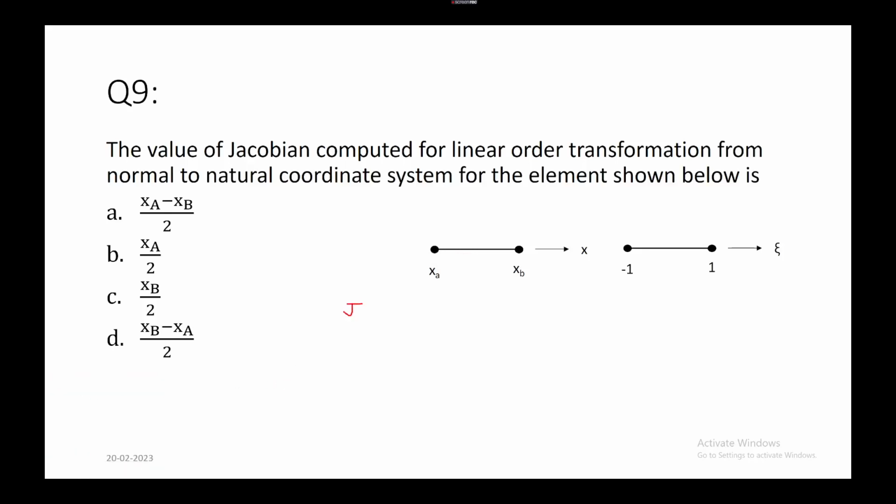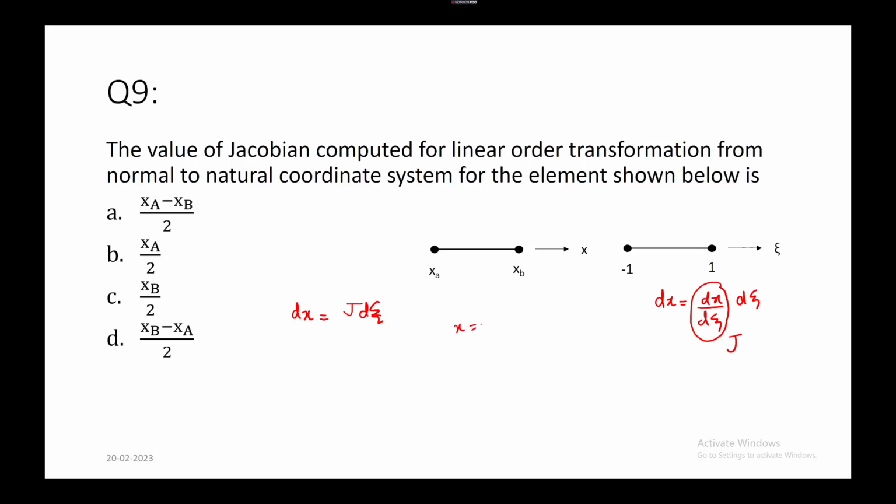So J is called Jacobian. This is nothing but dx by d eta into d eta. So this is like the chain rule, you can say. So this is nothing but Jacobian. So dx is equal to J times d eta. So this is Jacobian. How are we going to find the Jacobian?